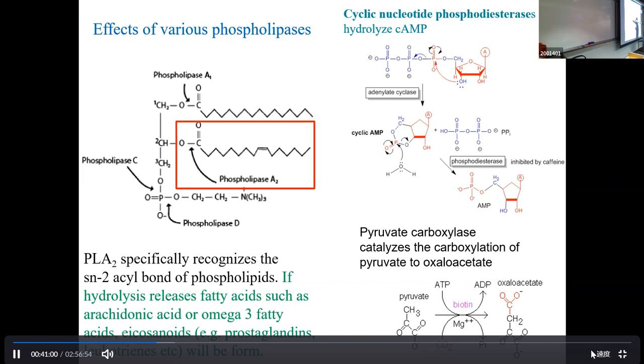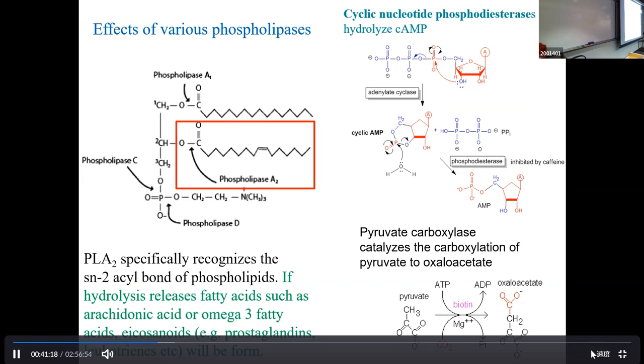So phospholipase A2 is responsible for hydrolyzing and freeing this fatty acid, and this fatty acid will then be acted on by a variety of other enzymes to make the eicosanoids.